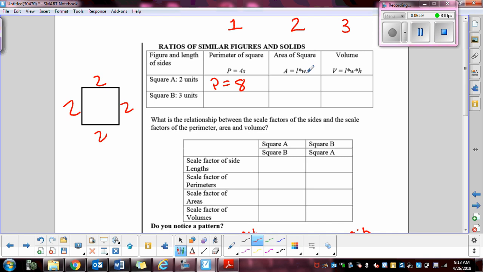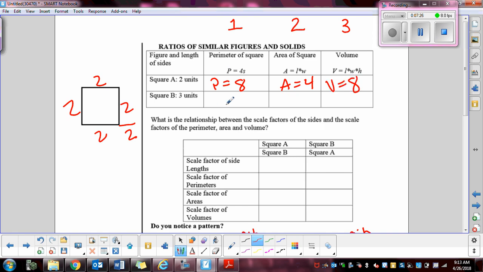And then the area is going to be length times width, so 2 times 2, which is 4. And then the volume is going to be length times width times height. So if it's a cube, then my width is also going to be 2. So 2 times 2 times 2, which is 8.